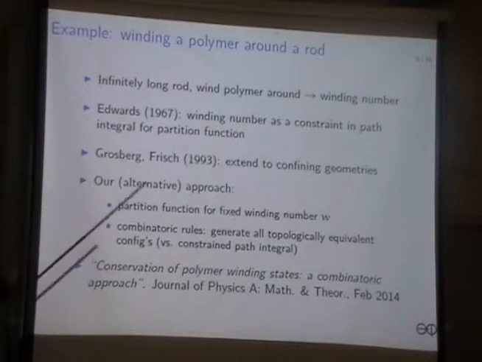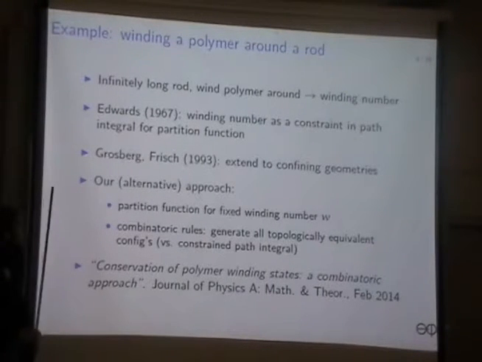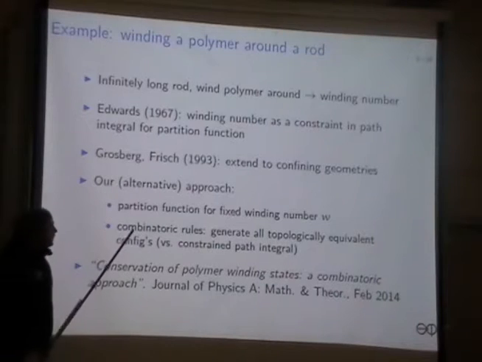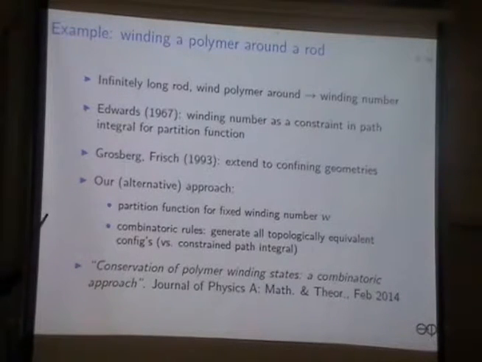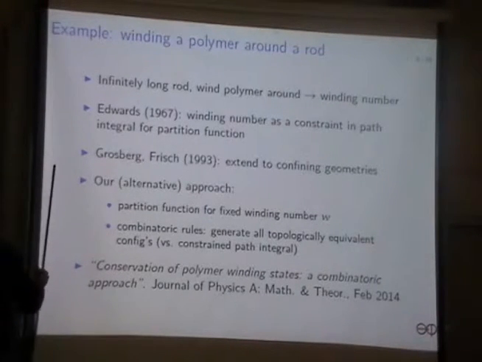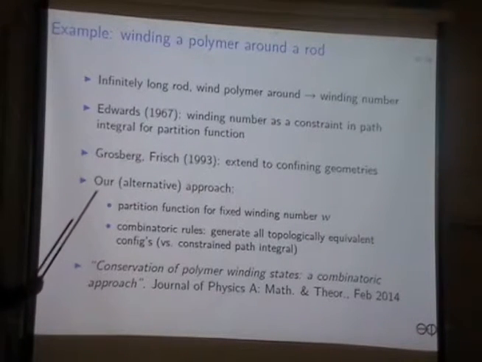So this problem, although it seems really simple, has been addressed again more recently by famous people who are very harsh referees if you should ever get them. So anyway, Grosberg and Frisch more recently looked at this problem where they then started confining it. Our approach here is a little bit different. What we want to do is also find the partition function, but we're going to go about it in a different way. So suppose you fix the winding number, so you've wound this around W times.